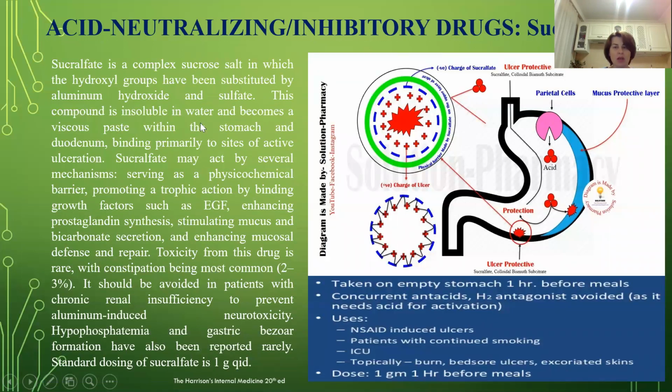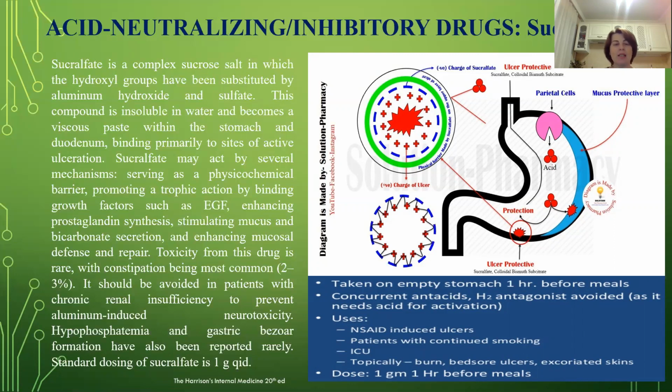Acid neutralizing drugs class: sucralfate. Sucralfate is a complex sucrose salt in which the hydroxyl groups have been substituted by aluminum hydroxide and sulfate. This compound is insoluble in water and becomes a viscous paste within the stomach and the duodenum, binding primarily to the sites of active ulceration.